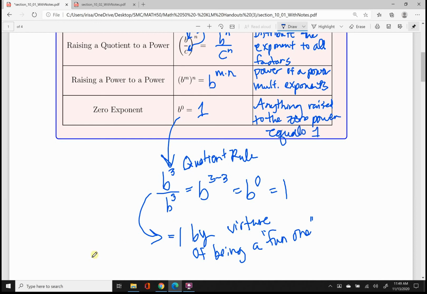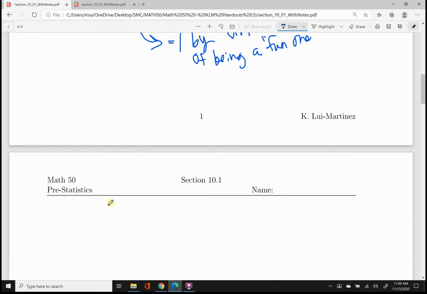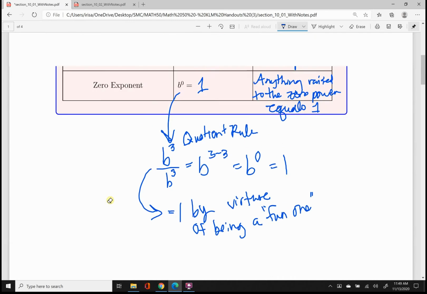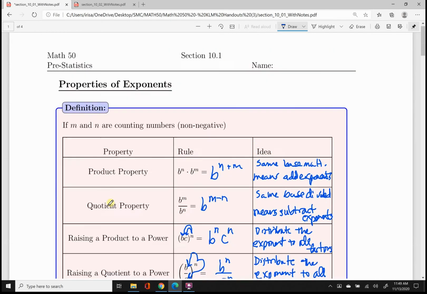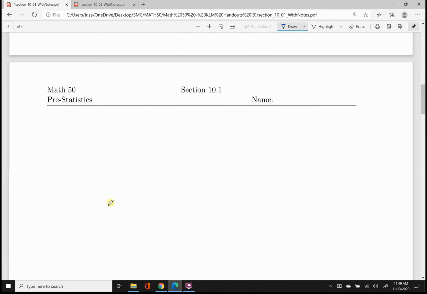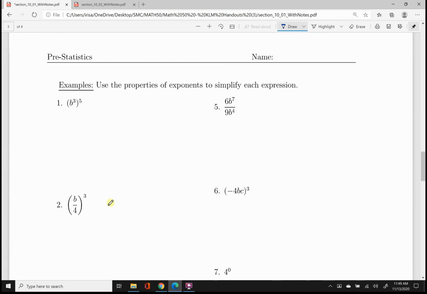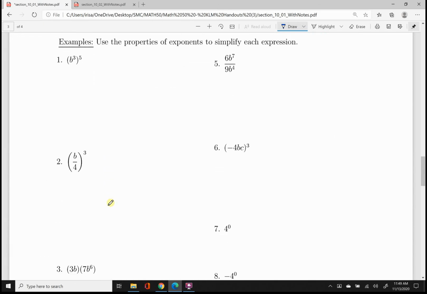Okay, and you may notice that as you scroll down, the next page is just blank, and that's because when you have this physically, we want to be able to detach this first page and reference it as we enter into some practice. Because here in the next page we have a series of examples in which we're going to use the properties of exponents to simplify each expression. So I'm going to give you all my pointers here with all of these exercises, and we will just go ahead and tackle them in order.